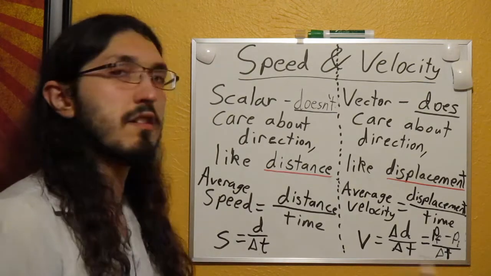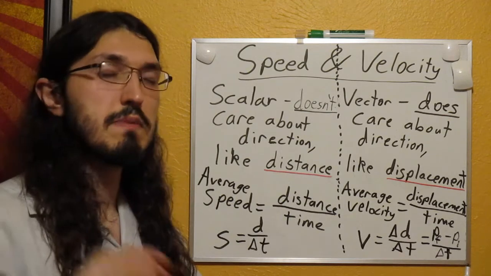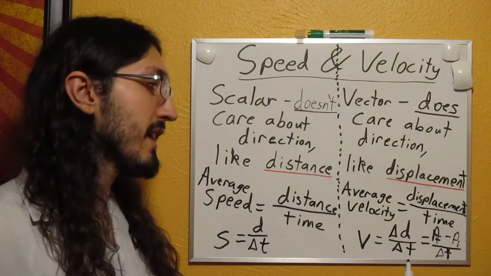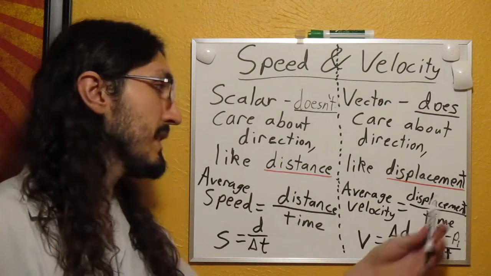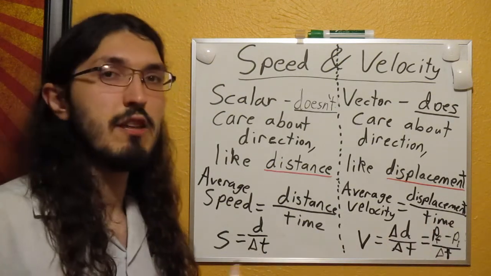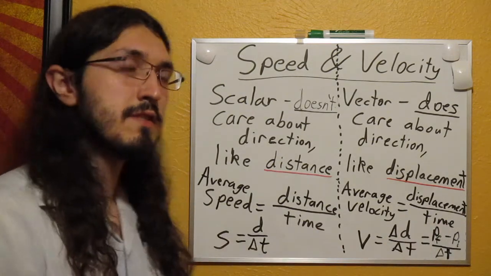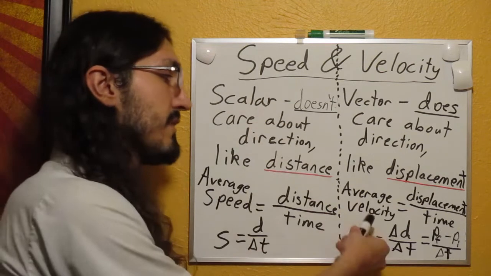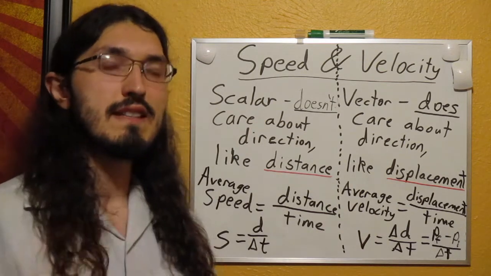Both these equations are true. This one's just a little bit more specific, but this one, if you can recognize that the delta d is displacement and not distance, then you're going to be fine. Okay, now I have different equations for my average speed and my average velocity as well. So now I'm going to apply this to an example.